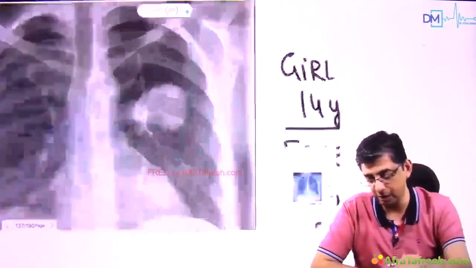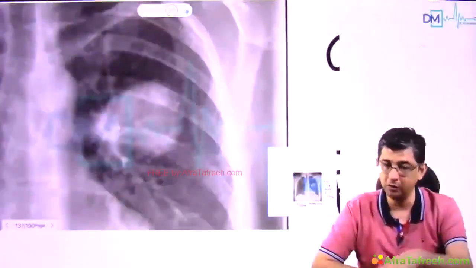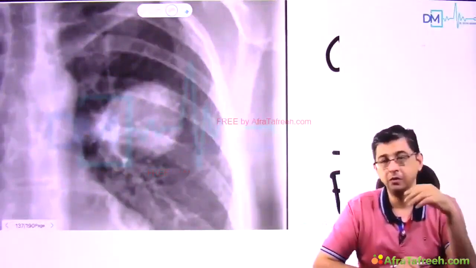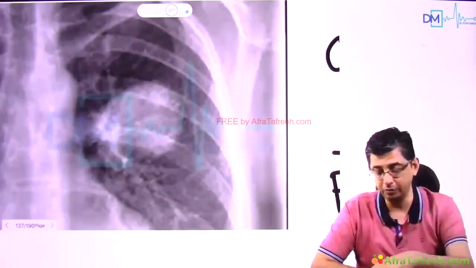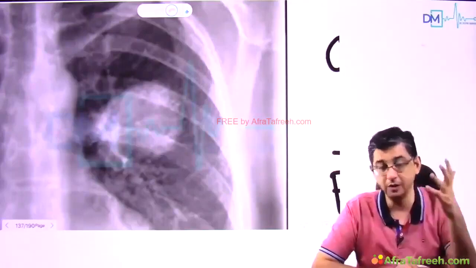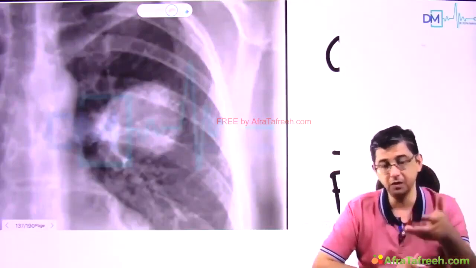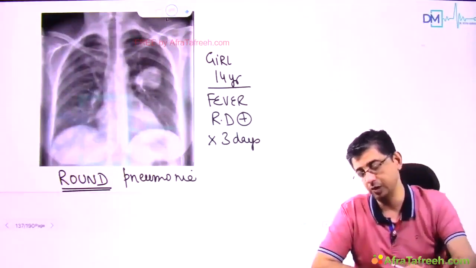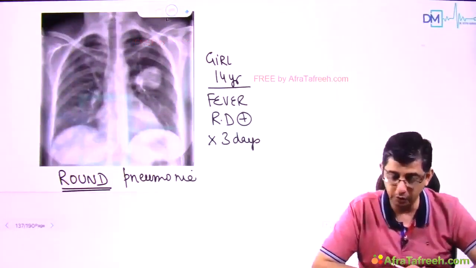If I did not give you any history, you could have thought of this as a shadow of a developing lung abscess, or for that matter, you could have thought of it as a huge lung cancer causing a mass lesion that can be seen on the chest X-ray of a patient. But given the history of this patient, the diagnosis would be round pneumonia.